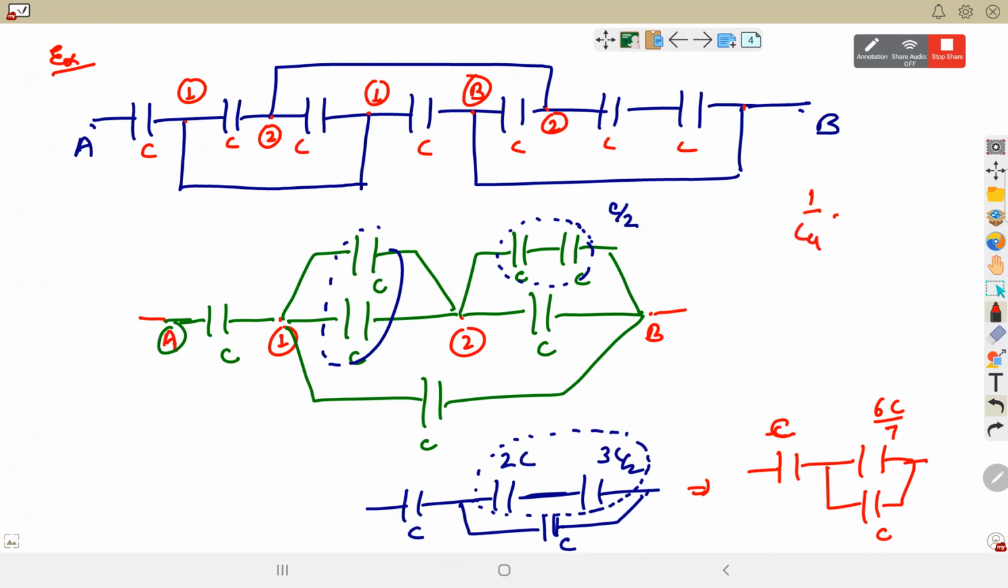One upon C equivalent is 1 upon 2C plus 2 upon 3C. Should it not be 1 by 3? What 1 by 3? So instead of 2 by 3, here 3C by 2, no? C by 2 and C in parallel. Okay, so it is 7 by 6.